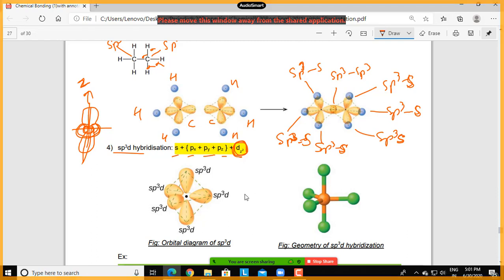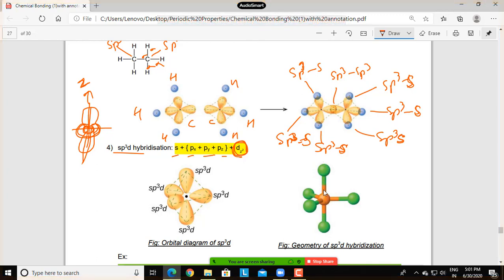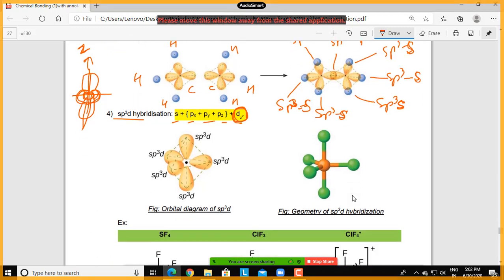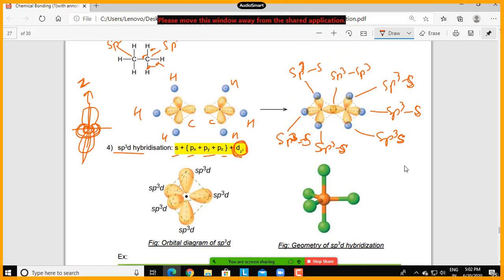Suppose you want to get a structure where one orbital is along the axis. Suppose you see this is on the axis. Now this shape is trigonal bipyramidal. This shape name is trigonal bipyramidal. This is trigonal bipyramidal, TBP.